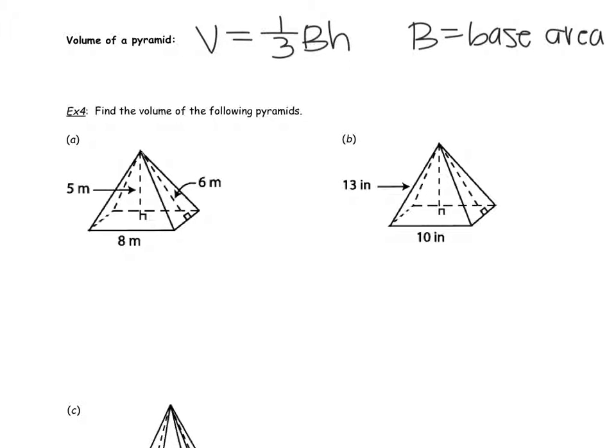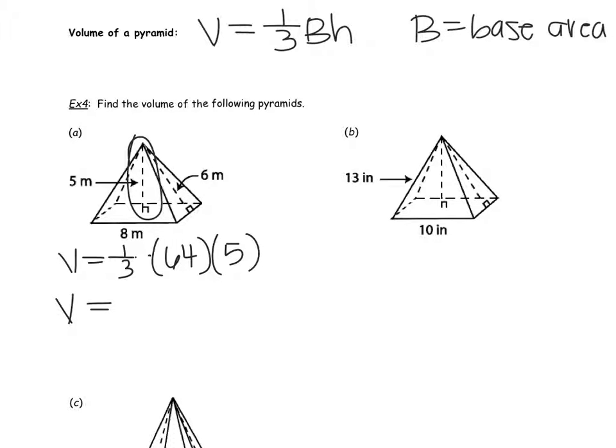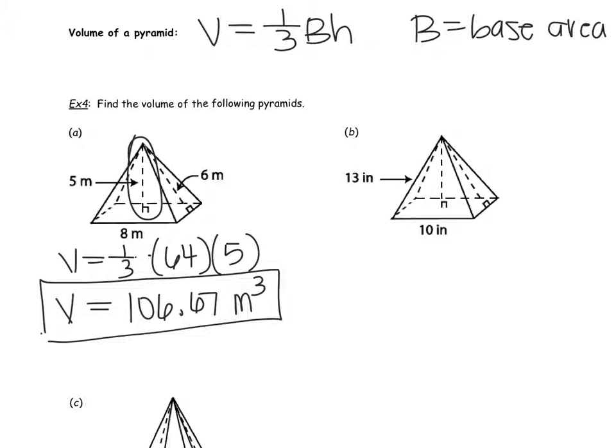So in our examples, when we talk about height here, this is our perpendicular height. In our first example, our height is going to be our 5 meters. So our volume is going to be 1/3 times our base area, which was 64, times our height, which in this case is 5. So 1/3 times 64 times 5 is going to give us a decimal, so it's approximately 106.67. And then units are cubic, so it's going to be meters cubed.